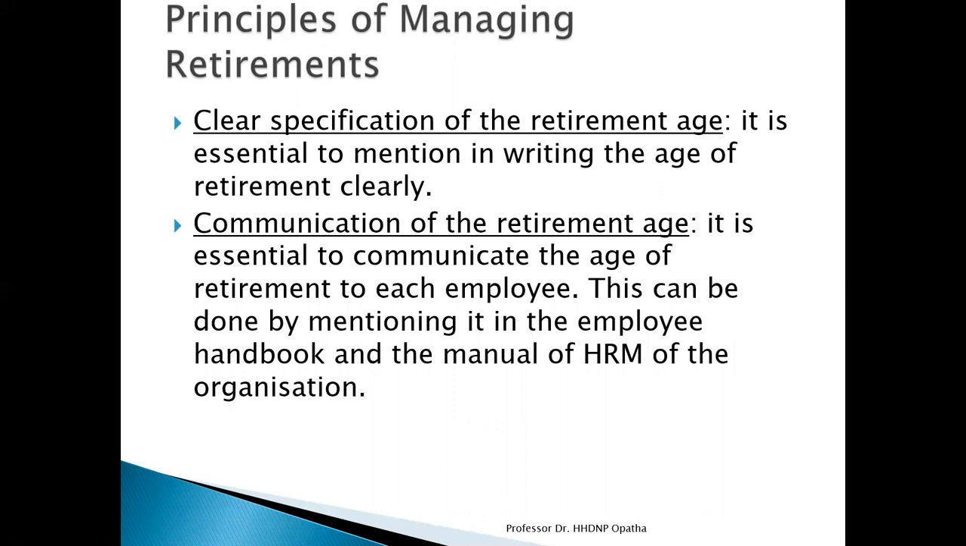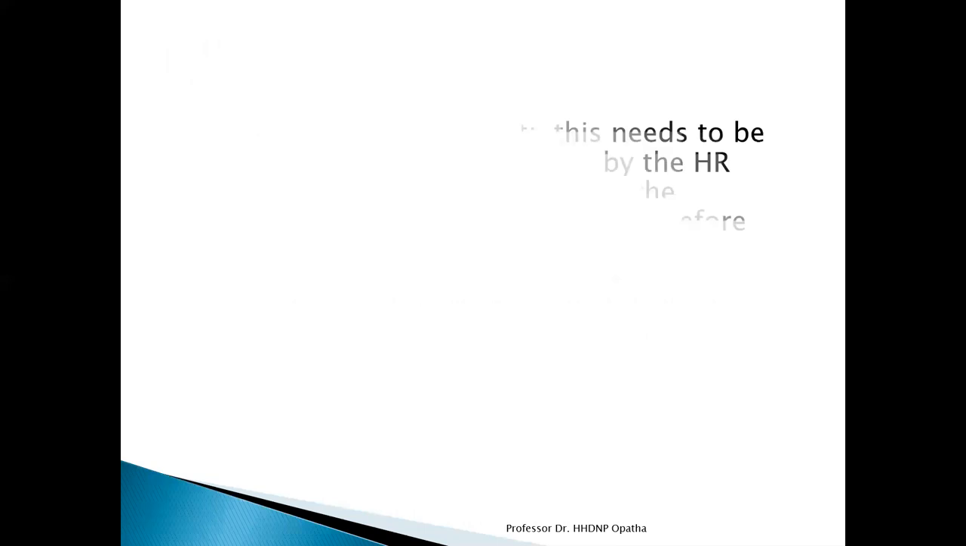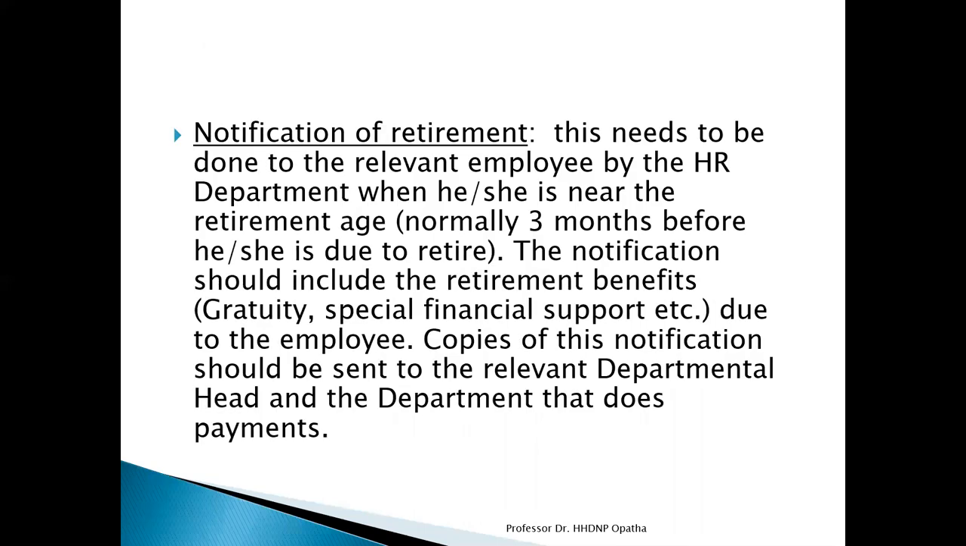Then communication of the retirement age. This has to be included in the employment handbook and also the manual of HRM. Normally a good organization has a manual of HRM. Notification of retirement needs to be given to the relevant employee by the HR department, normally 3 months before he or she is due to retire. The notification should include the retirement benefits, gratuity, and special financial support due to the employee. Copies we have to send to the relevant departmental head and the financial department that does payment.